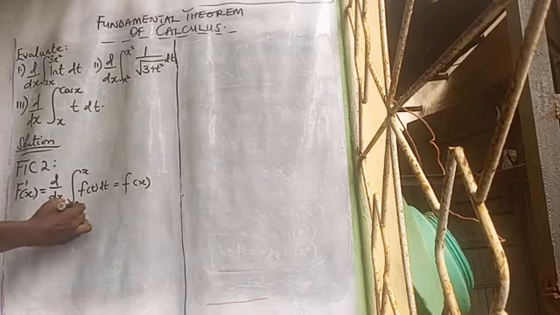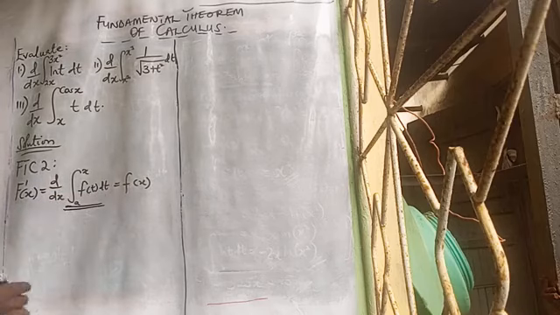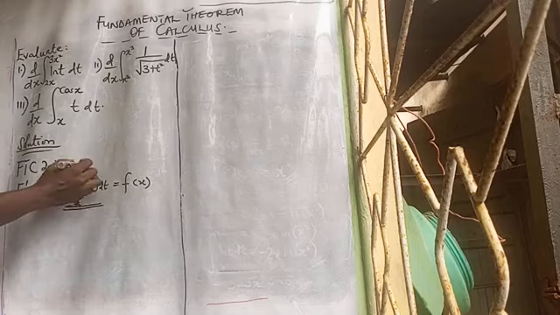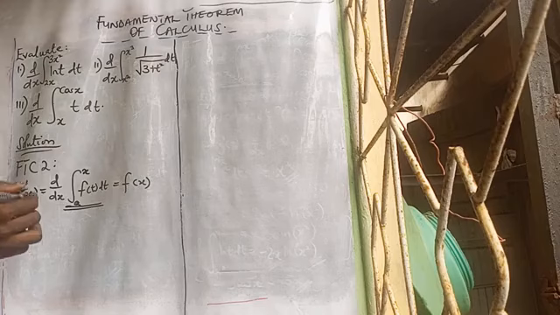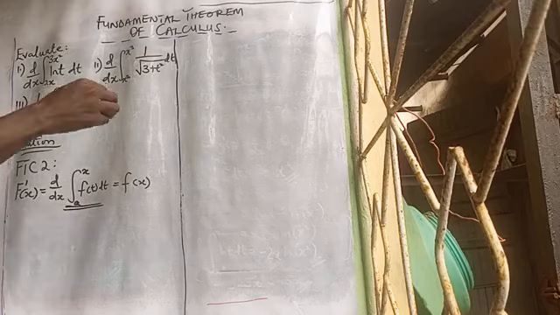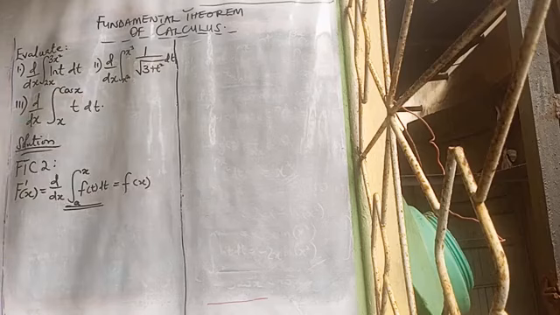And I said that we should take note that our a will always be a constant and our x will always be a variable. But in the last video, we looked at the situation where our x is a function of x, and I said we are going to make use of the chain rule in order to solve that.